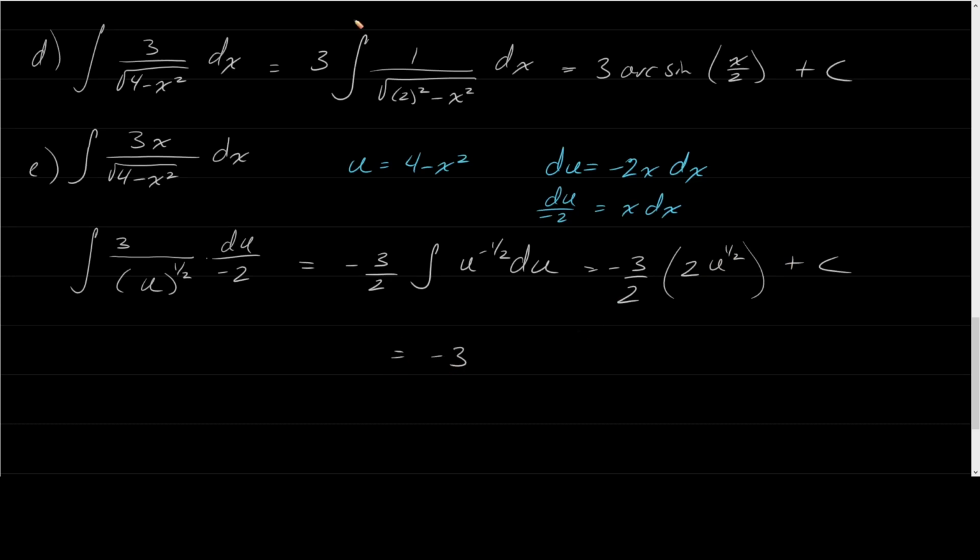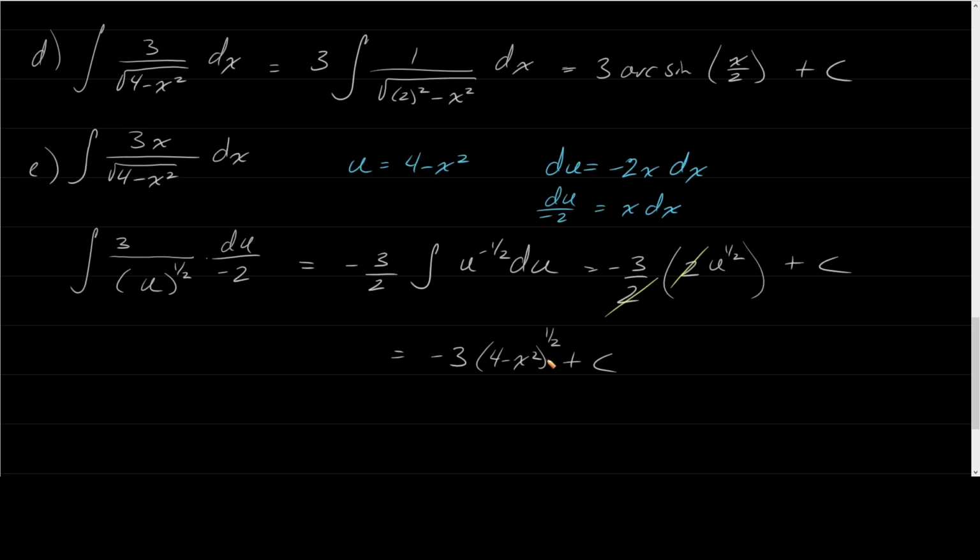Because those 2's cancel each other out. So we have negative 3 u to the 1 half plus c. But the problem was not about u. The problem was about x over here, 4 minus x squared. So 4 minus x squared. There we go. And that would be the final answer for that integral.